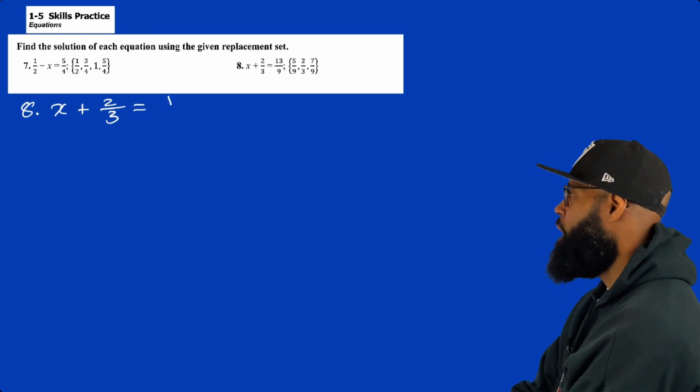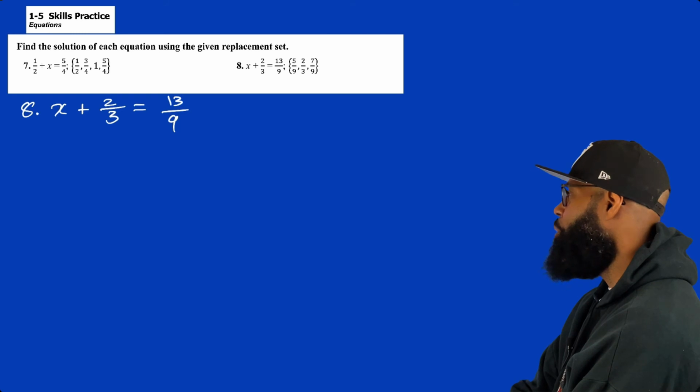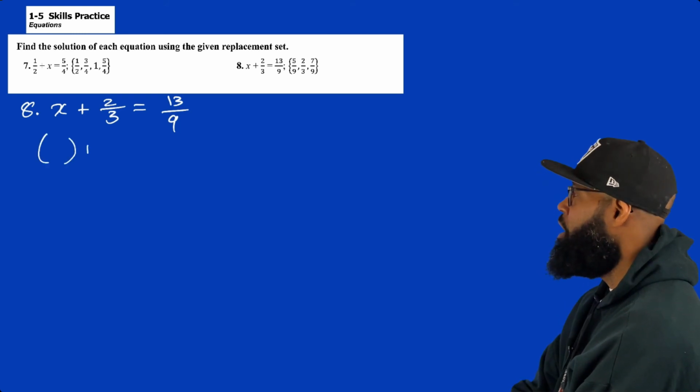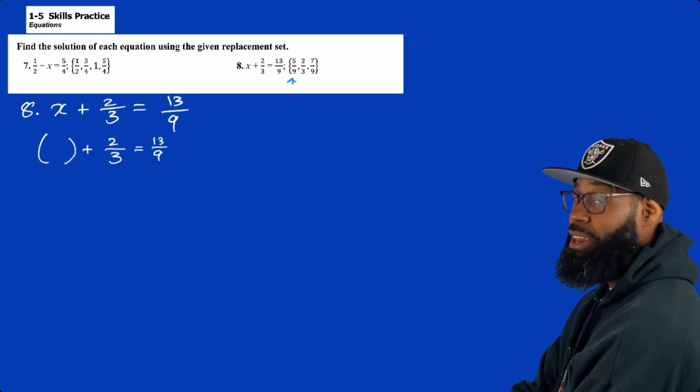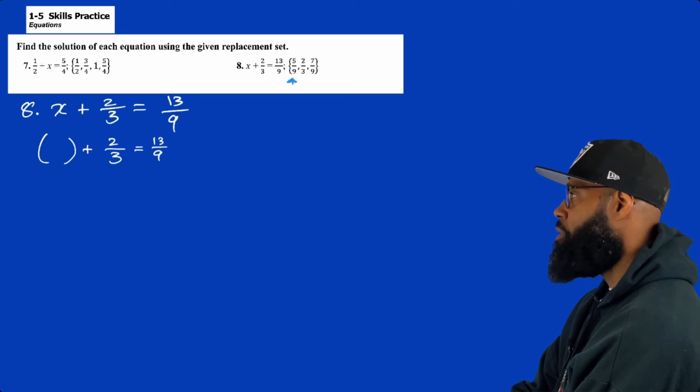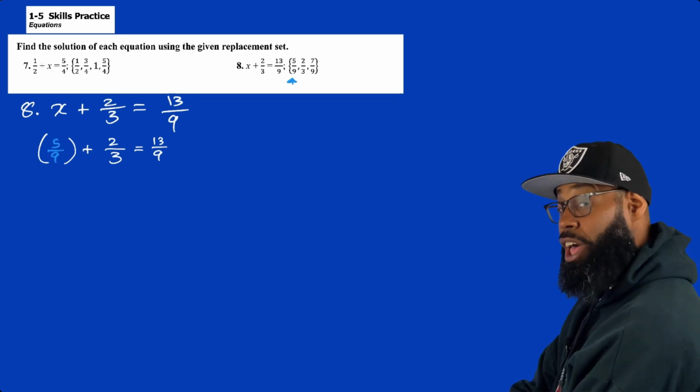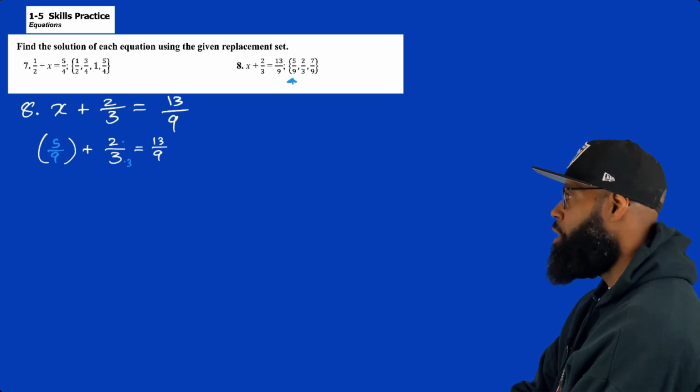Number 8. X plus 2/3 is equal to 13/9. Why we gotta do these fractions? Because fractions are a part of life, guys. So something plus 2/3 needs to equal 13/9. Now I could start off by changing that 2/3 to a denominator of 9. Multiply the top times 3 and the bottom times 3. But I can do that later. I know common denominators are gonna be needed, but let's get that when we need it. So right now I need it.